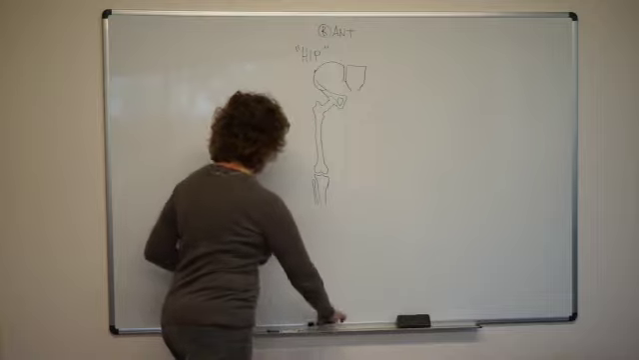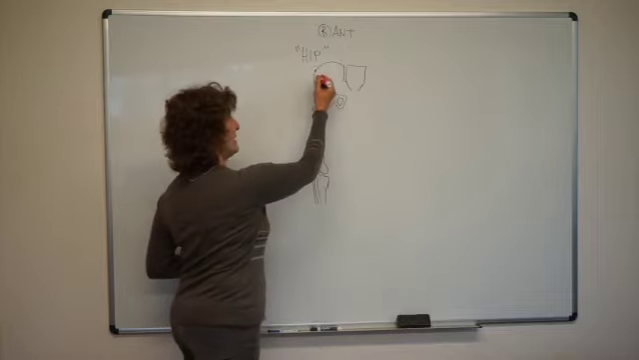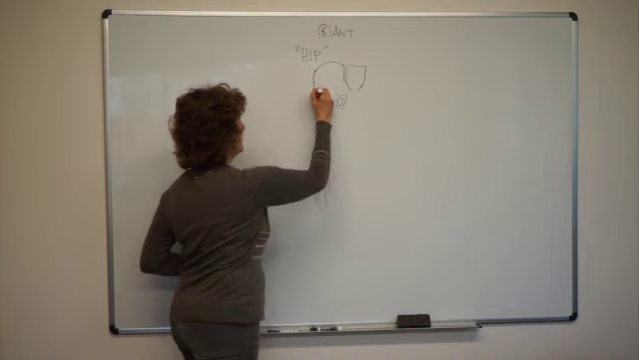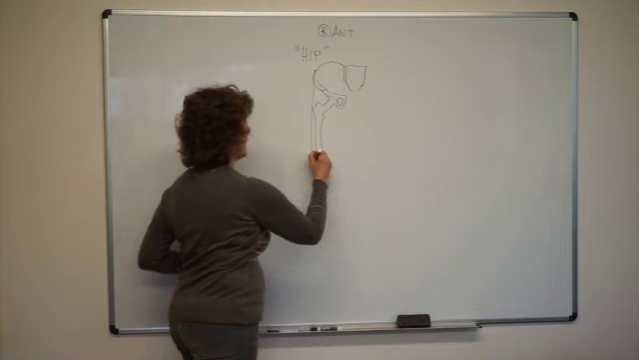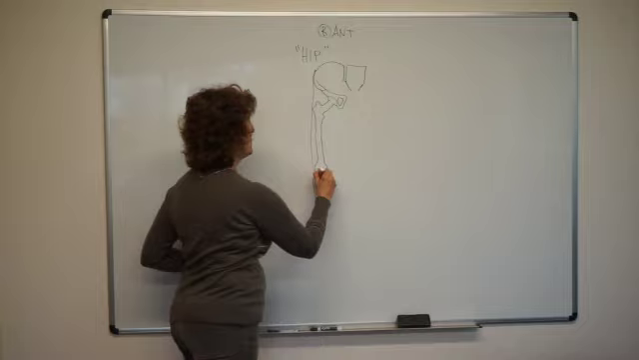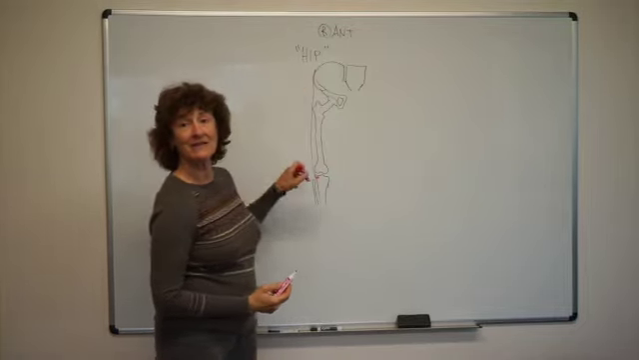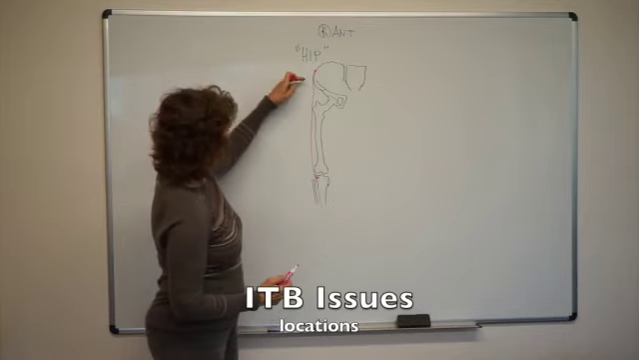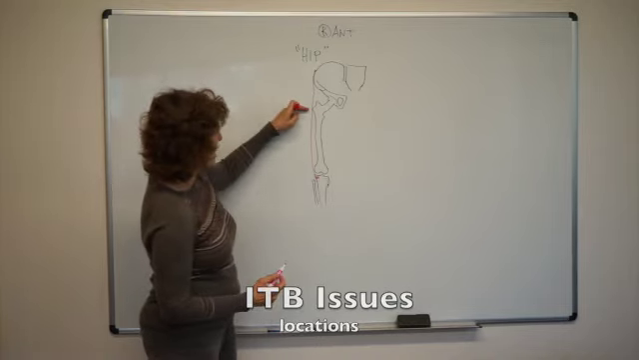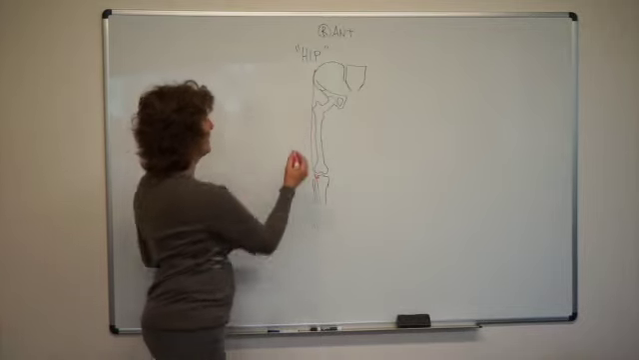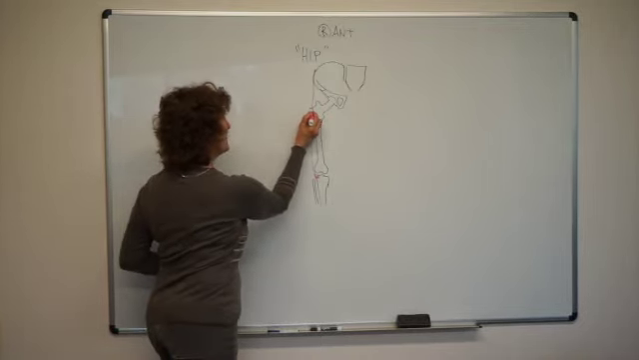So we do have a structure that attaches here at the ilium and to Gerdy's tubercle on the tibia. That's the iliotibial band. Along its path, it can create another site of hip pain by rubbing on the greater trochanter.